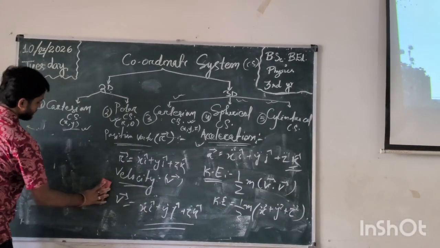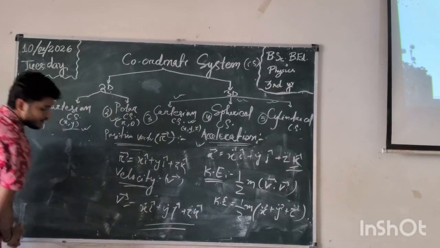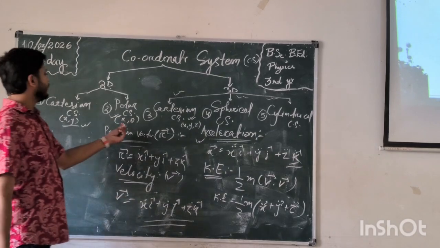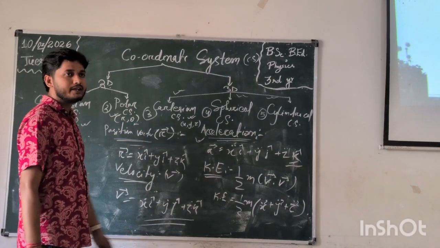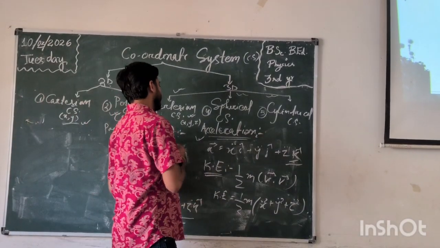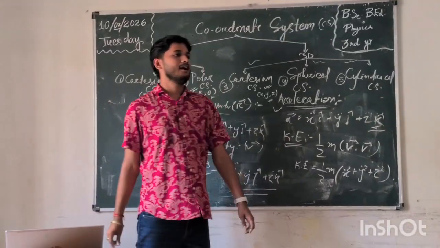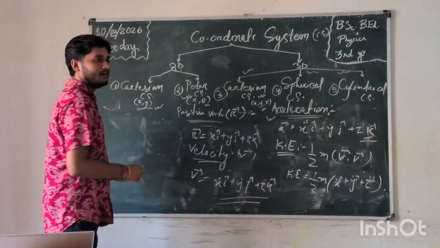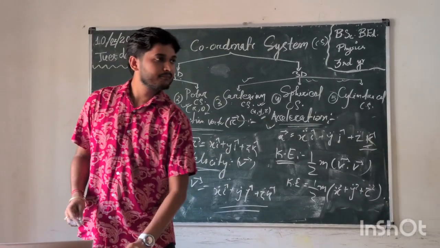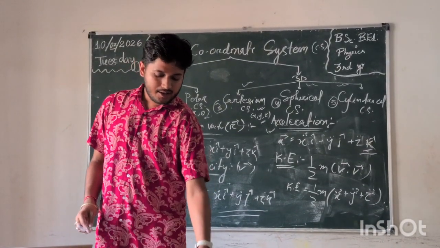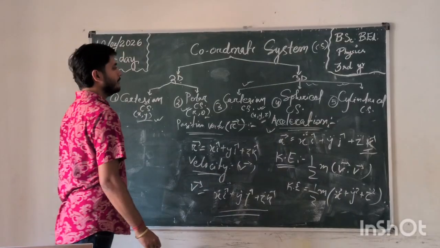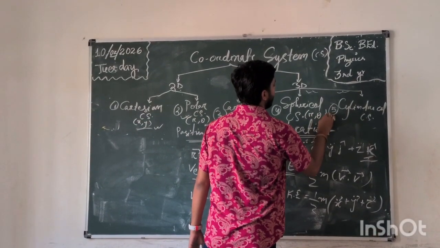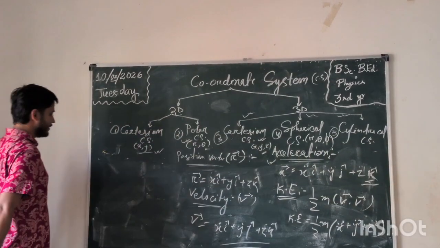So what is the expression for the spherical coordinate system? In polar coordinates we use r and theta, and for Cartesian coordinates we use x, y, and z. For spherical coordinates, what we are going to discuss is r, theta, and phi. So r, theta, and phi. I am going to discuss that.